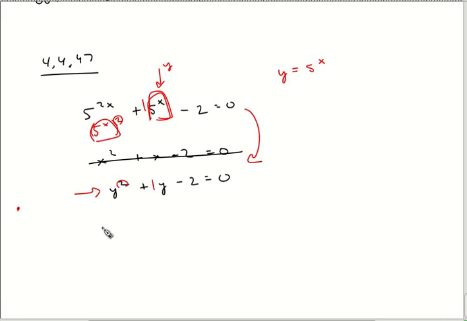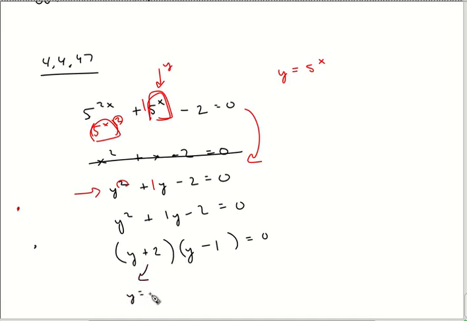Okay, so what I want to do now is factor this y squared. I'm going to rewrite it. y squared plus 1y minus 2 equals 0. I want to factor this. I want to see, hey, what two numbers are going to multiply and add to make this thing work? Well, I think a positive 2 and a negative 1. And so then I got y is equal to negative 2, and y is equal to positive 1. And yay, not really, actually. We need to solve for x.